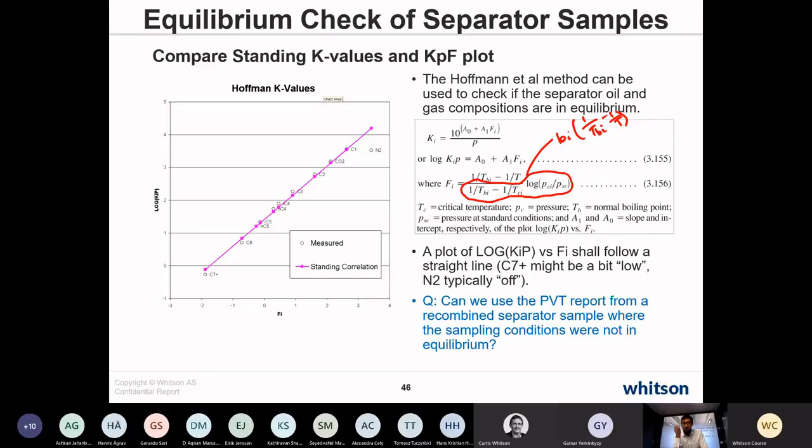But as Curtis said, if for some reason the objective is to get better K values at separator conditions, or you want to know accurately the compositions at separator condition, then you can do the equilibrium of the separator gas and separator oil at separator condition and find the compositions of the equilibrium phases. That's very similar to the ECM method that we are going to discuss after the exercises we are going to do now.